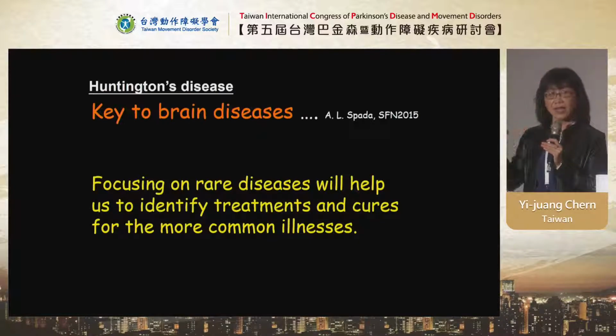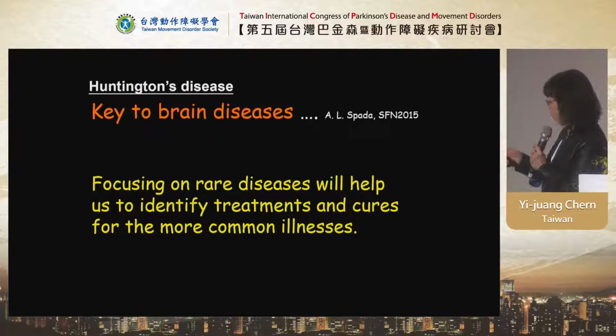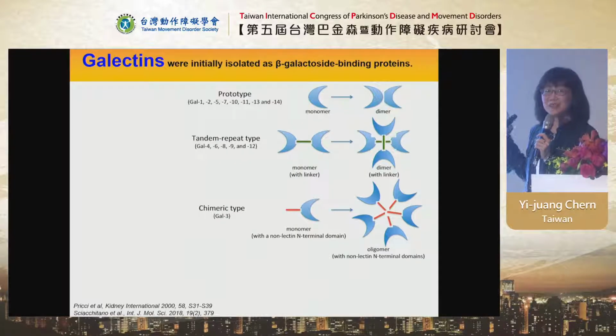In that case, if a drug works on a common disease like Huntington disease, later it might be able to be applied to Alzheimer's disease, for example, because the problems that people are now facing are very similar. Now I want to introduce galectin.